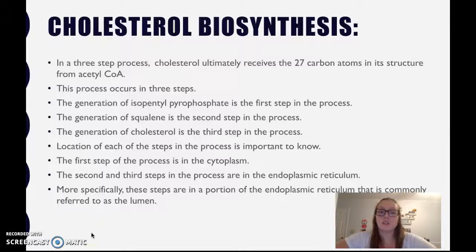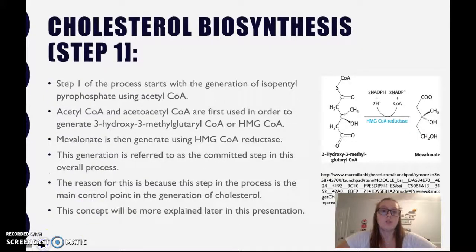In a three-step process, cholesterol ultimately receives the 27 carbon atoms in its structure from acetyl-CoA. The generation of isopentyl pyrophosphate is the first step in the process. The generation of squalene is the second step in the process. And the generation of cholesterol is the third step in the process. Location of each of these three steps is important to note. The first step in the process occurs in the cytoplasm, whereas the second and third steps occur in the endoplasmic reticulum. More specifically, these steps are in a portion of the endoplasmic reticulum that is commonly referred to as the lumen. So now, step 1.